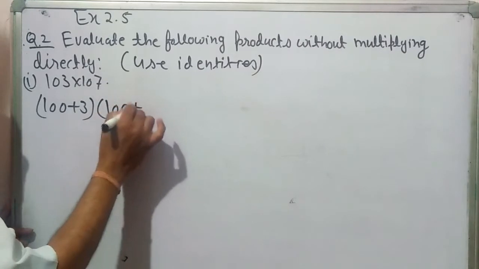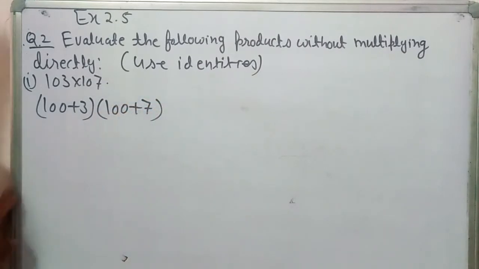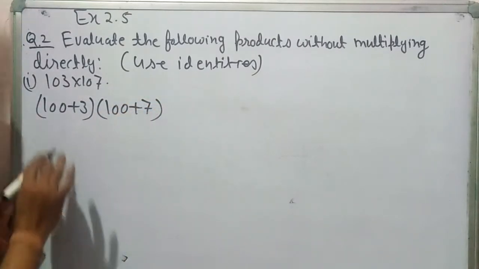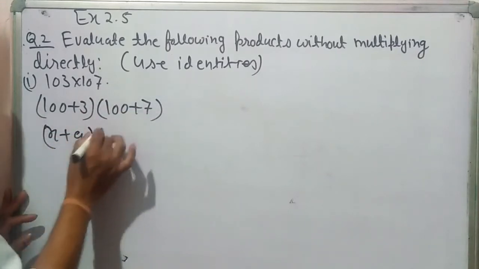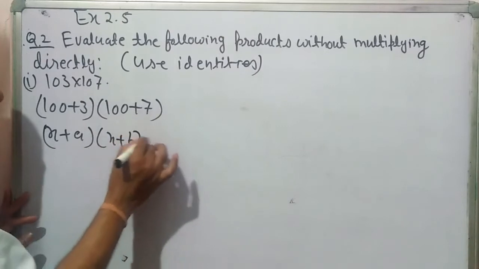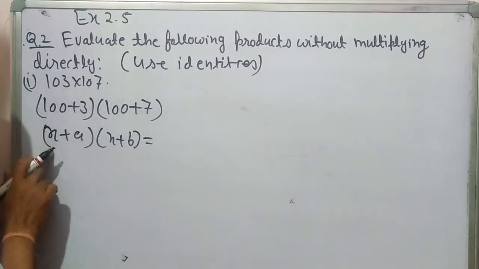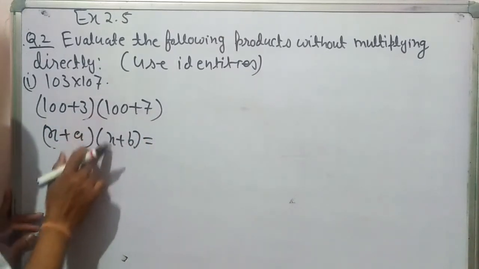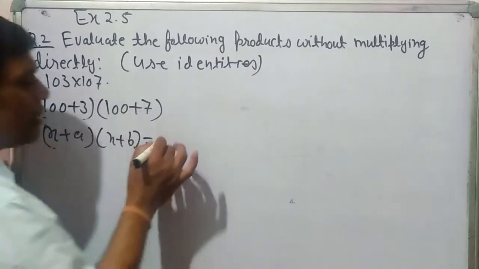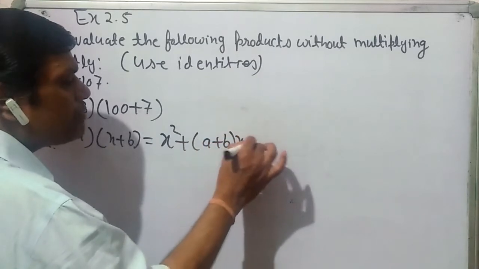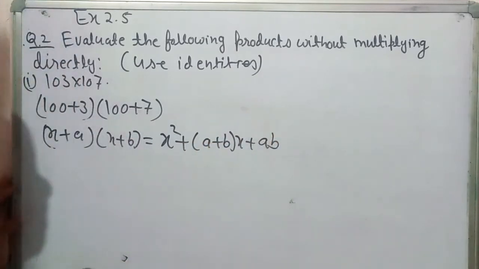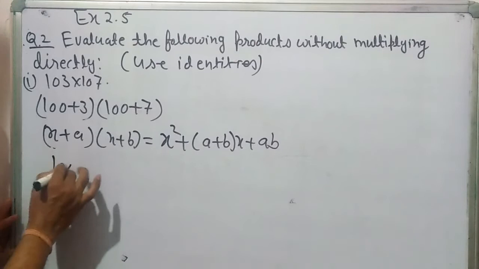107 we can write as 100 plus 7. So we are saying it is of the form (x plus a) multiplied with (x plus b), where x is 100, a is 3, and b is 7. The result of this is x square plus (a plus b) multiplied by x plus ab. So let us work it out.